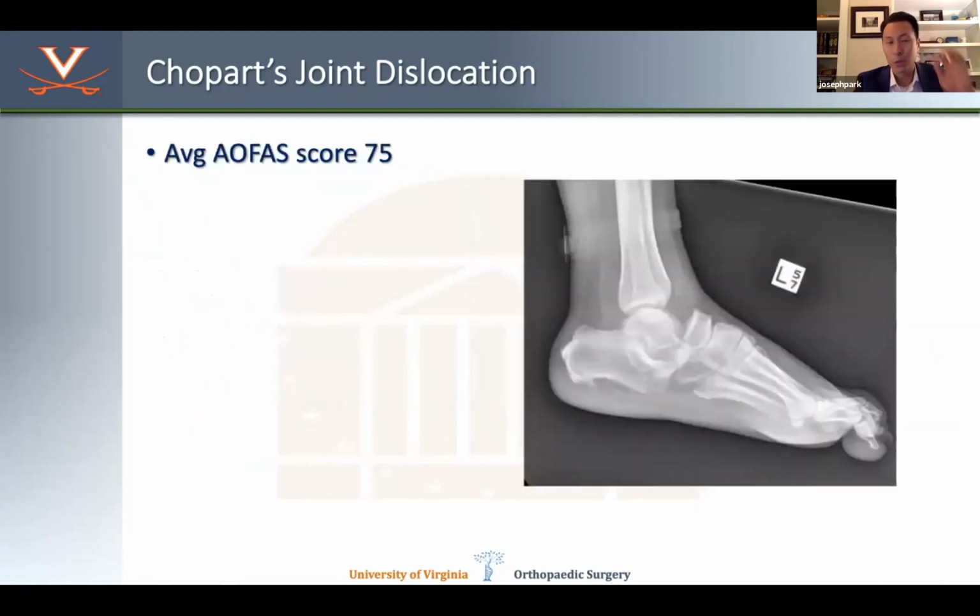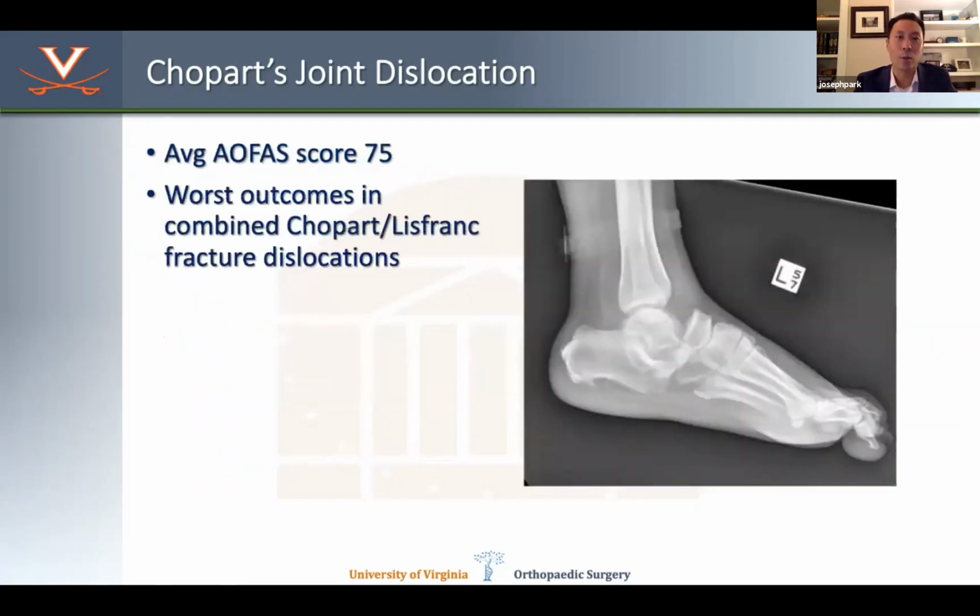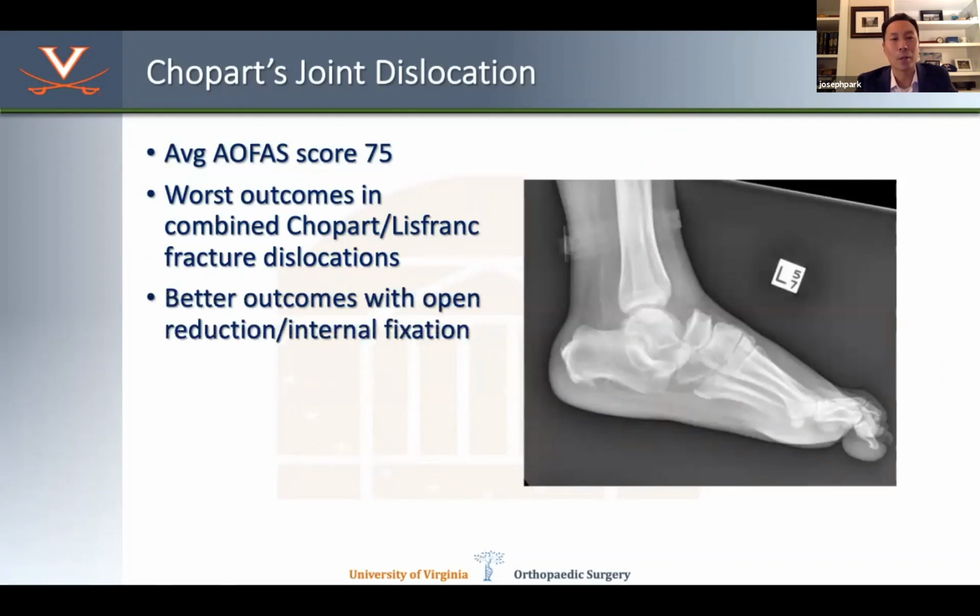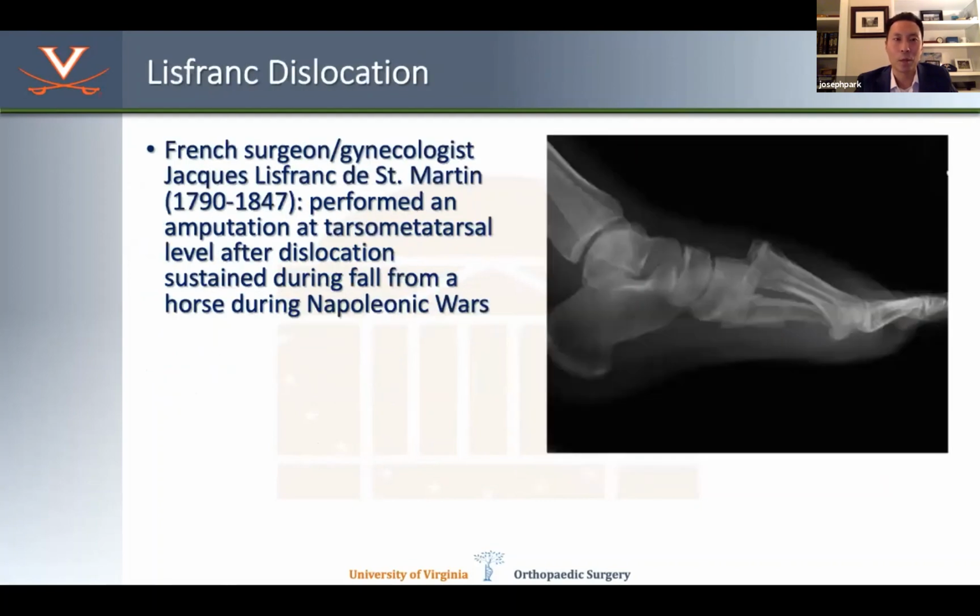Their average AOFAS score was 75. The worst possible outcomes were in combined Chopart and Lisfranc fracture dislocations. There are better outcomes with open reduction internal fixation as compared to closed reduction. And 3, again, as I said, after treatment led to a below knee amputation due to infections that could not be treated appropriately. So Lisfranc dislocation, another common injury that you'll see. Again, another French surgeon and gynecologist, Jacques Lisfranc de Saint-Martin.